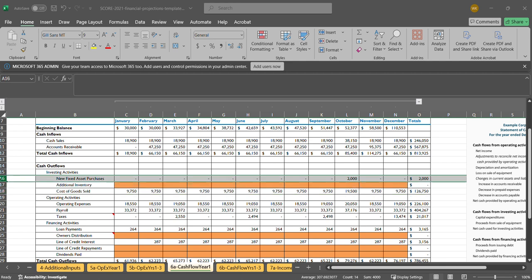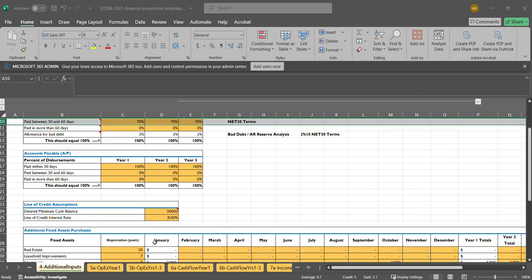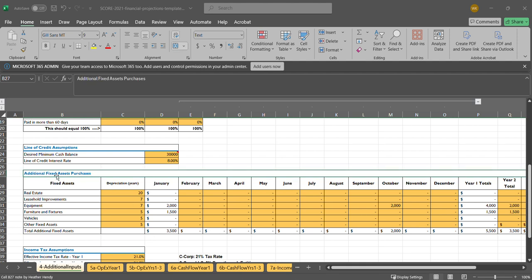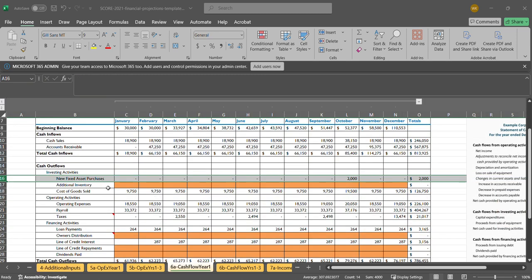One is buying more equipment, getting more fixed assets. That's driven from the additional fixed asset purchases. So whatever was completed here is going to get pushed out into the cash flow. So for me, it was just buying more equipment in October. We'll skip that for just a second.